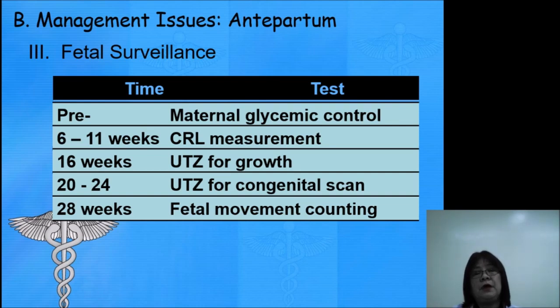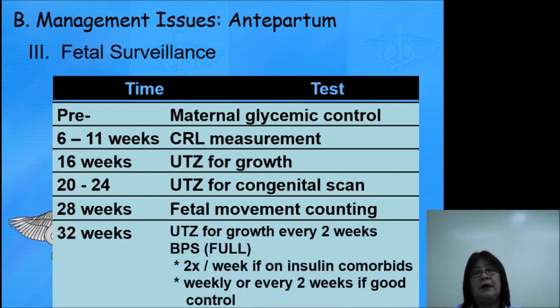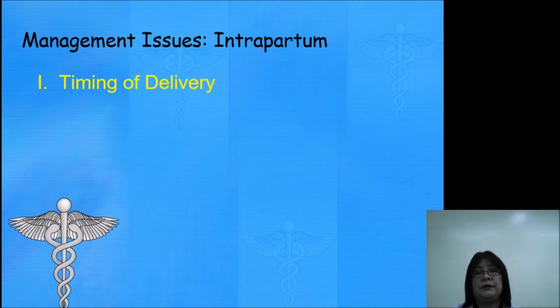So after you instruct fetal movement counting, these are the other monitoring for our patients with gestational DM. You can do the ultrasound for growth monitoring and biometry every 2 weeks. Request for full BPS twice per week if your patient is on insulin or comorbids. For example, she is hypertensive. If the patient has a good glucose control, you can request for the BPS only weekly or every 2 weeks.